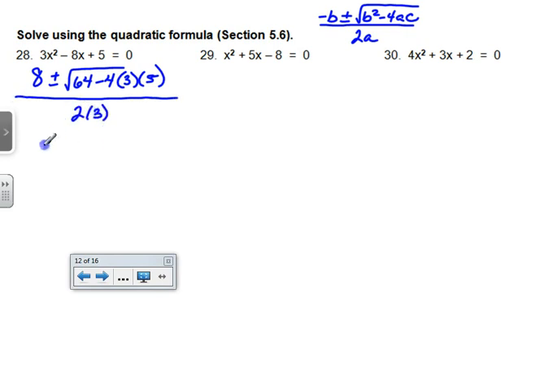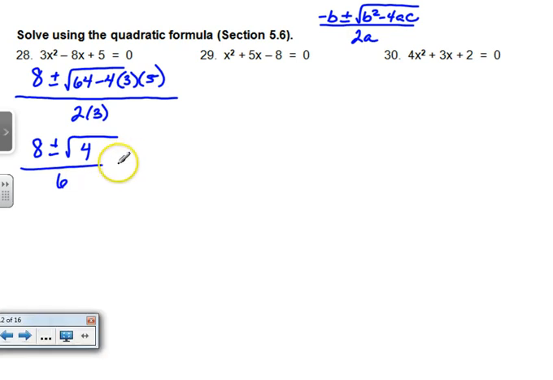Now you're going to simplify this. You're going to get 8 plus and minus square root of, and I'm going to type what's under the square root, 4 times 3 times 5. And I get square root of 4 all over 6. Now this is far from done. The square root of 4 is an actual whole number. It's 2. So we have 8 plus and minus 2 over 6.